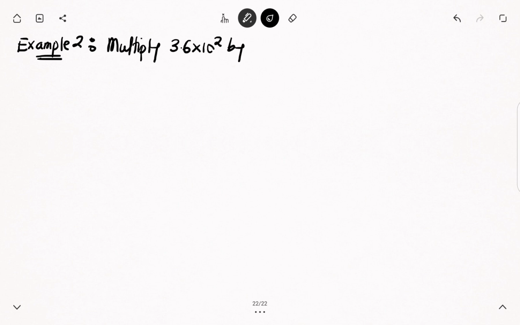Alright, let's have a look at another example. So example number 2. Okay, so we have to multiply 3.6 times 10 raised to the power 2 by 9.5 times 10 raised to the power negative 4 and leave your answer in standard form.